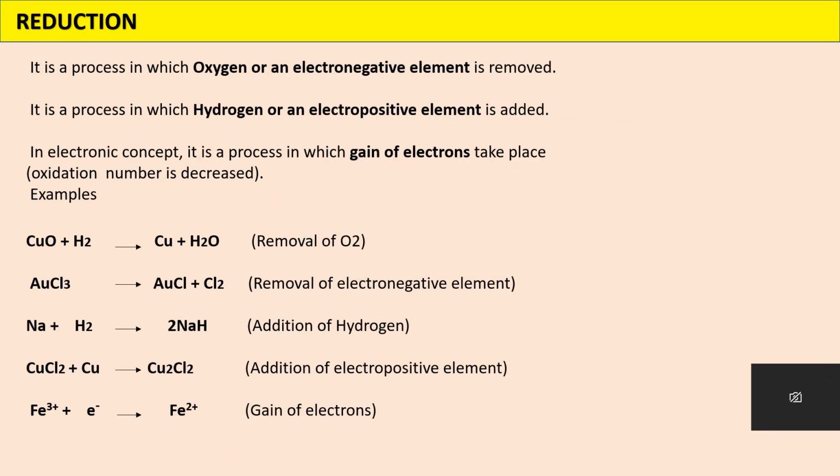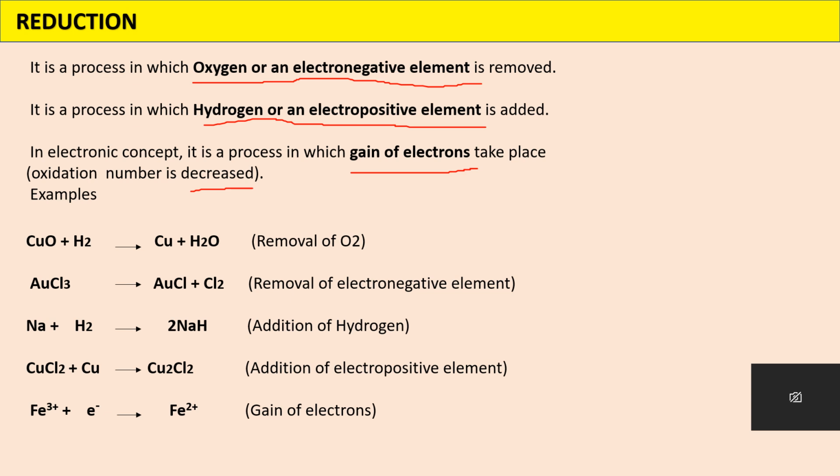Let us study what is reduction. Reduction is just the opposite of oxidation. Reduction can be defined as a process in which oxygen or an electronegative element is removed from a compound. It can also be defined as a process in which hydrogen or an electropositive element is added to an element or a compound. In electronic concept, it is a process in which there is gain of electrons by an element. If an element gains electrons, the charge on the element will decrease. So the oxidation number of the element will decrease. Let us study this by examples.